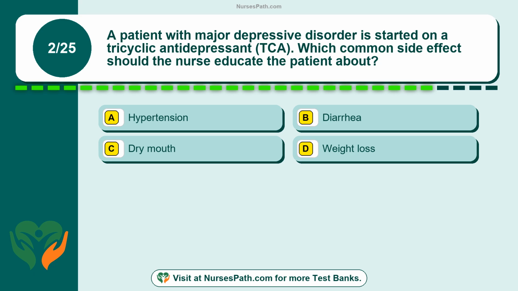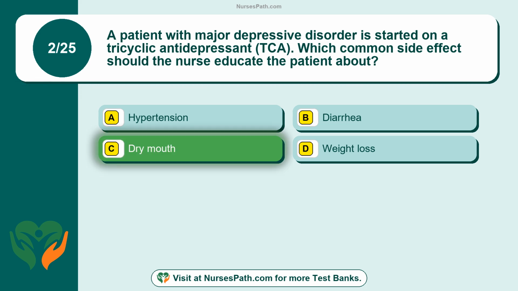Question 2. A patient with major depressive disorder is started on a tricyclic antidepressant, TCA. Which common side effect should the nurse educate the patient about? Option A. Hypertension. Option B. Diarrhea. Option C. Dry mouth. Option D. Weight loss. The correct answer is option C.